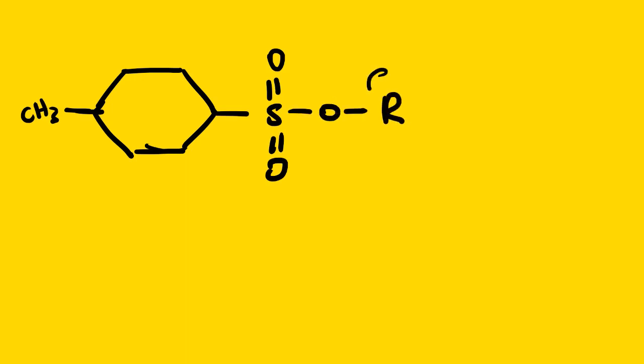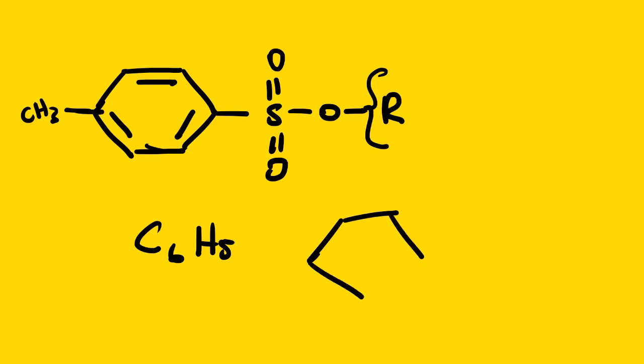Our R can be any group, it can be an alkyl halide. In this case, by the way, we have part of a phenyl. Remember that phenyl is C6H5. The moment you see C6H5, just know it's a phenyl. If you put hydrogens, you'll see that you'll have 5 hydrogens and 6 carbons. This is the molecular formula of phenyl.